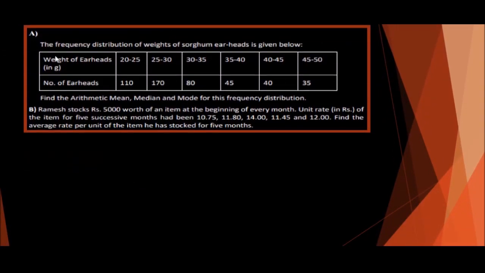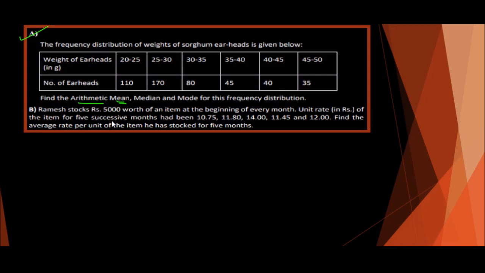Now a similar type of question: here you have the frequency distribution. Again this is continuous grouped data, find the mean, median and mode. Arithmetic mean means the usual mean. Ramesh stocks 5,000 worth of an item at the beginning of every month. The unit rate of the item for 5 successive months is given. Find the average rate per unit of the item he has stocked for 5 months. So this is your next question.